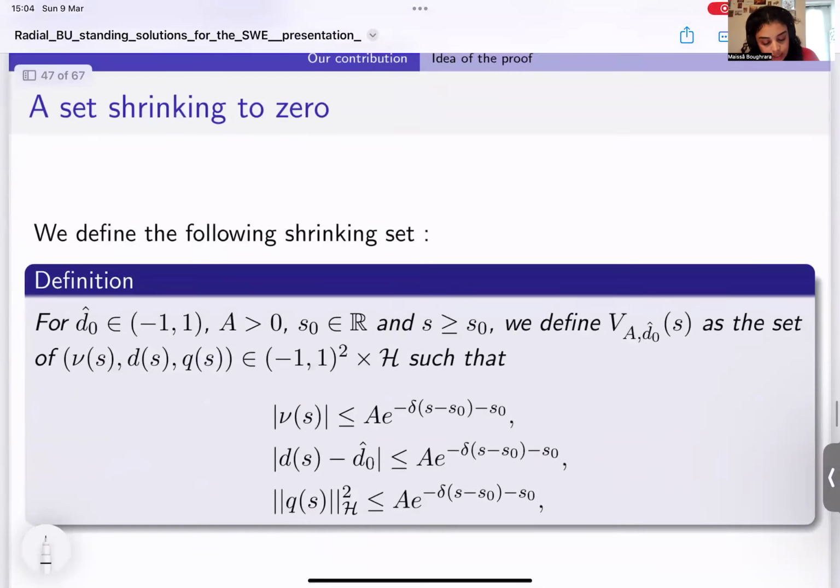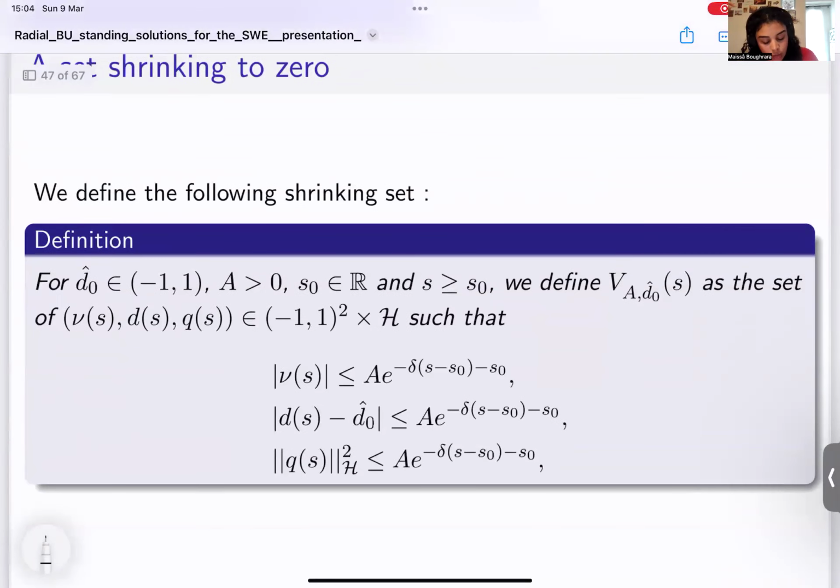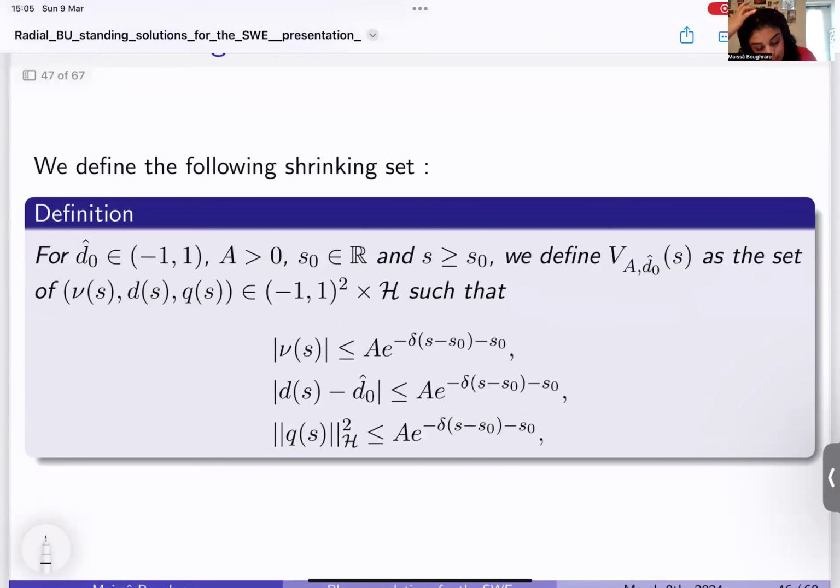So in order to show this, we will define what we call a shrinking set. Why do we define this shrinking set? It's just because we want to trap our solution into this set. So the solution will be stuck inside the shrinking set. And since this set is shrinking, then Q is going to go to 0, of course. So the shrinking set is defined for d0 hat that we fixed earlier and A and the initial time in similarity variables.